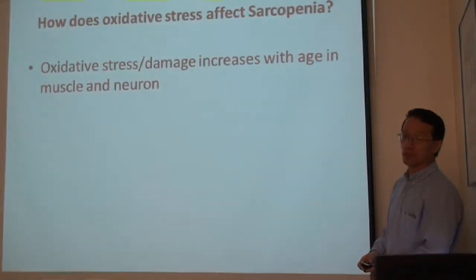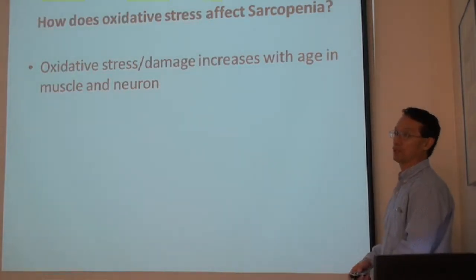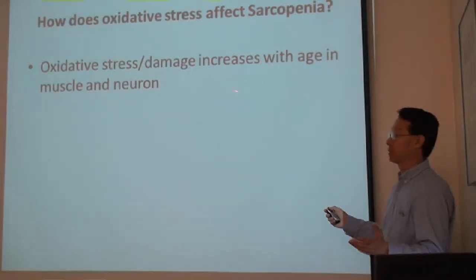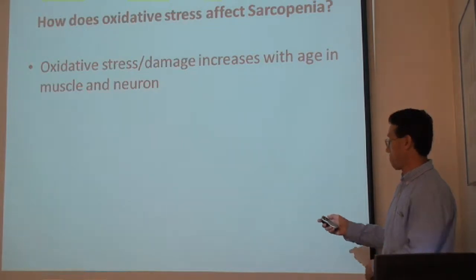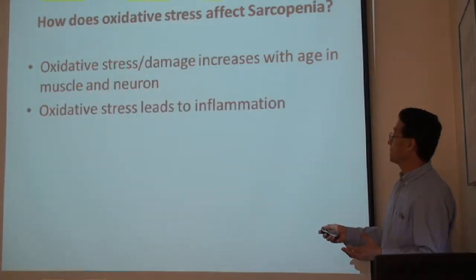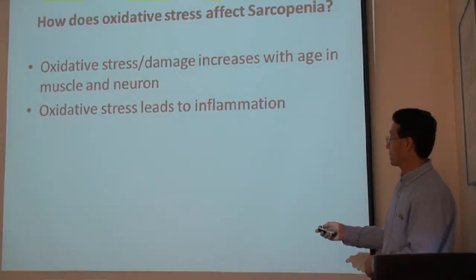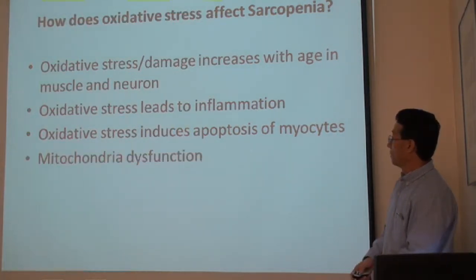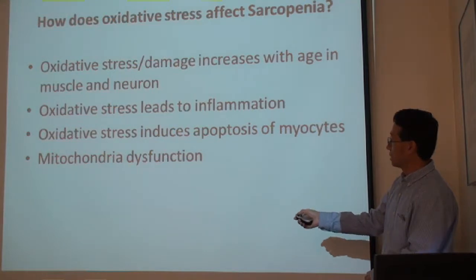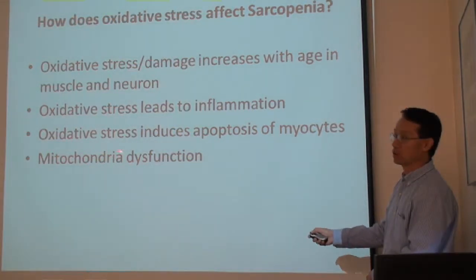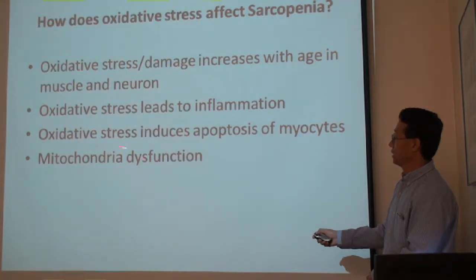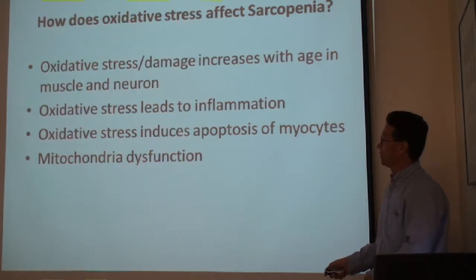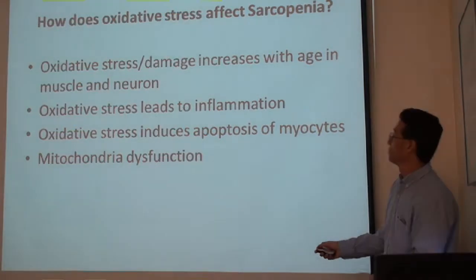The evidence that supports our hypothesis that oxidative stress during aging leads to sarcopenia is this. The first is that oxidative stress and damage increase with age. It has been shown in multiple tissues, including muscle and neuron. Second, oxidative stress leads to inflammation, which has been shown in multiple studies. Also, oxidative stress induces apoptosis of myocytes. And finally, mitochondria is a major source of oxidative stress, and a major source of the generation of superoxide through oxidative phosphorylation.